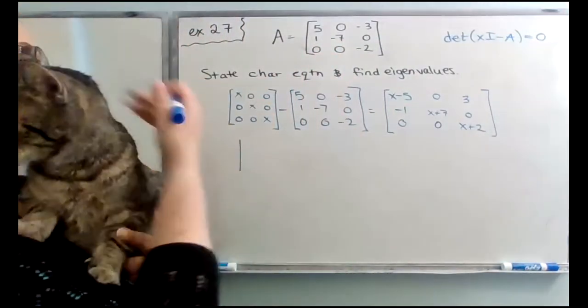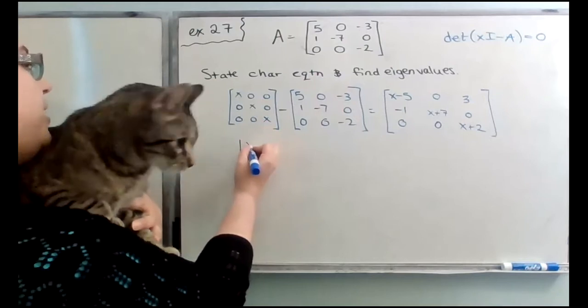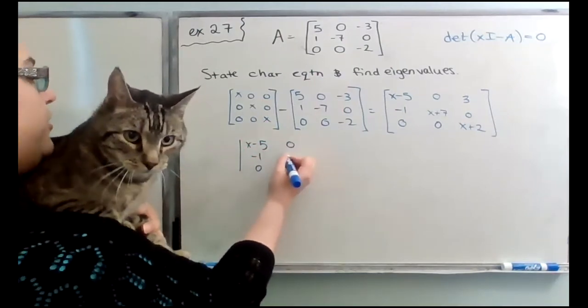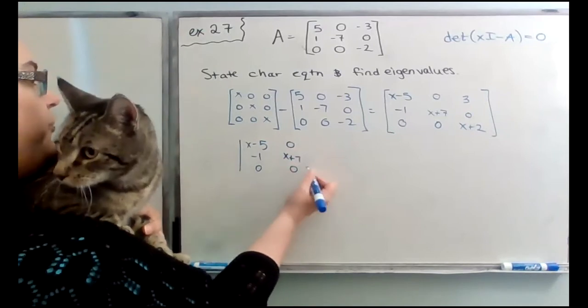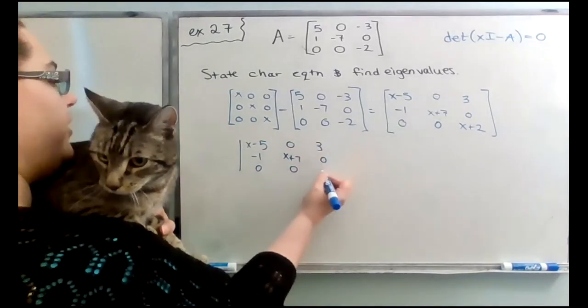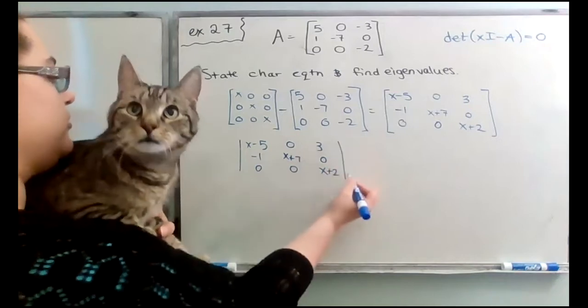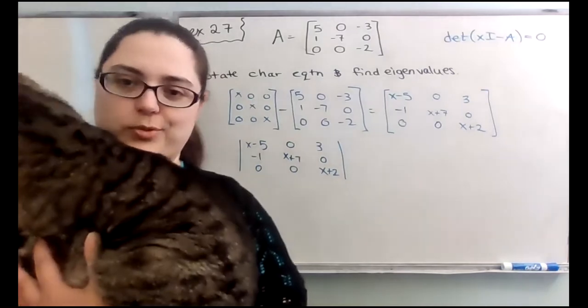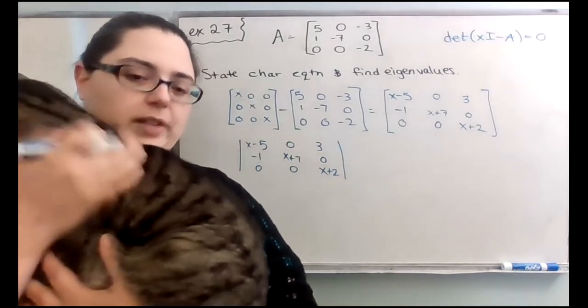So we're going to find the determinant. So we're going to set that up. x minus 5, negative 1, 0, 0, x plus 7, 0, 3, 0, and x plus 2. There we go. So you can find your determinant using your preferred method of finding a determinant.